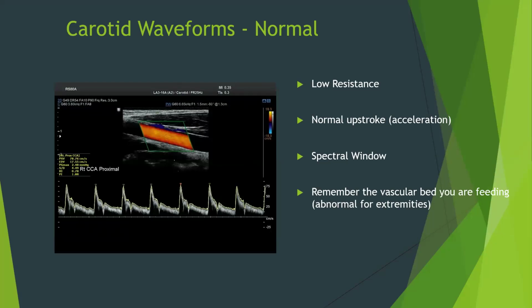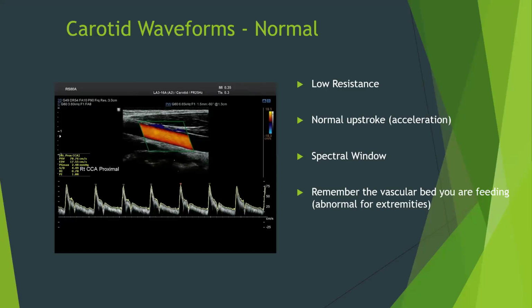common carotid waveform here. Still low resistance, normal upstroke, spectral window. So we're making sure that the Doppler is right in the middle of the vessel so that we get a nice clean spectral window, and the gate is about 1/3 of the vessel. So we want to be picking up just the velocities right in the center of the stream there.